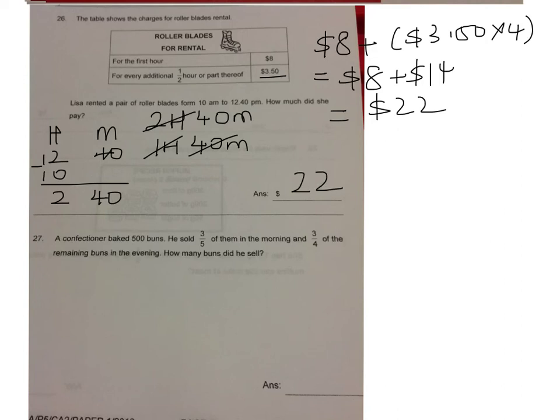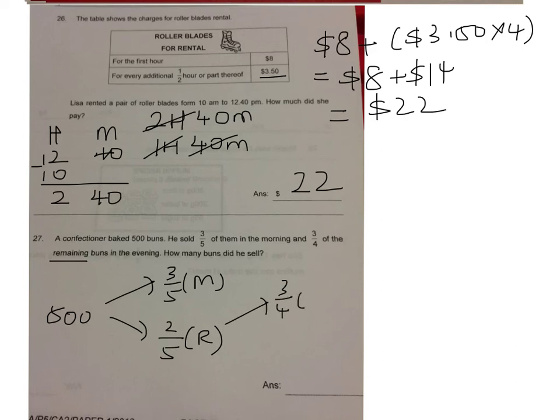Okay, we move on to question 27. A confectioner baked 500 buns. He sold 3/5 of them in the morning. When you see the word remaining, always remember you can use the branch method. So there's 500 buns. He sold 3/5 of them in the morning, which means he will be left with 2/5 of the remaining. And 3/4 of the remaining buns in the evening, so he will be left with 1/4. So how much did he have left?